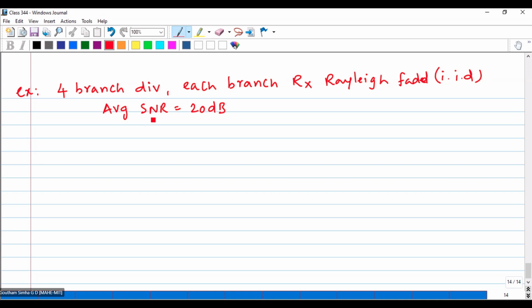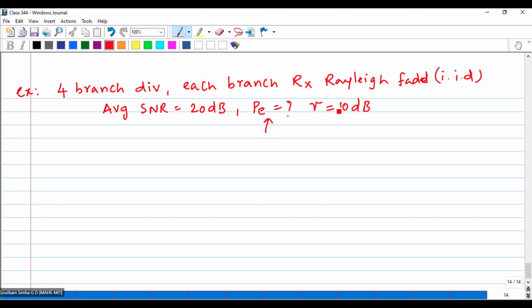Okay. Now determine the probability of error. Find out the probability of error when the SNR drops down to 10 dB. When does this SNR drop down to 10 dB? I'll write it as gamma equal to 10 dB. That is SNR. You can write it as SNR or whatever. Determine the probability of error.